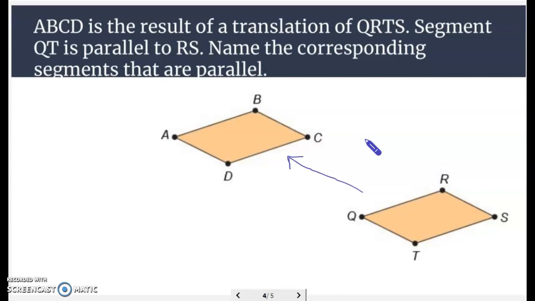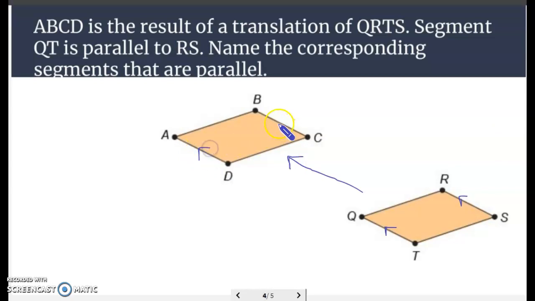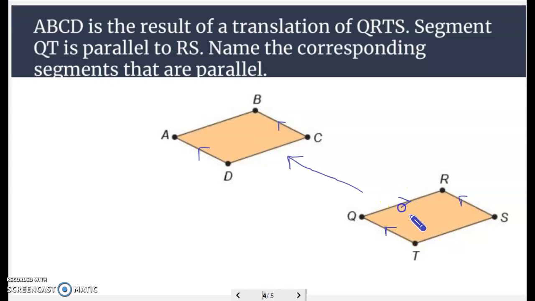It says segment QT is parallel to RS, just like that. Name the corresponding segments that are also parallel. Okay, so AD would be parallel to BC. Down here we could say QR parallel to ST, and then up here likewise AB would be parallel to CD. It's just pointing out the parallel and corresponding parts.